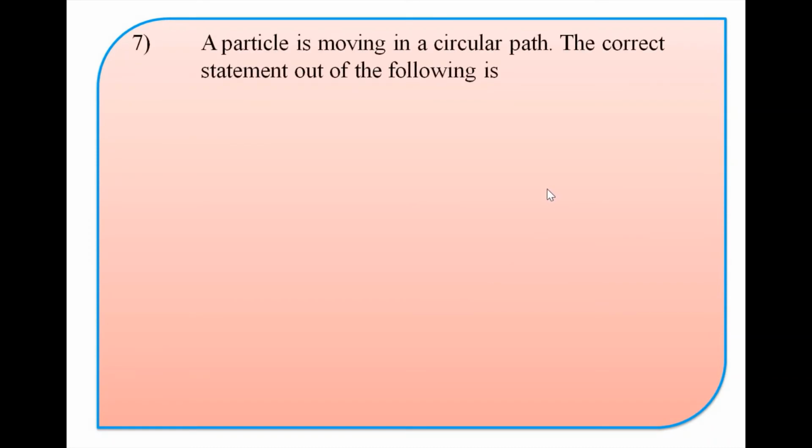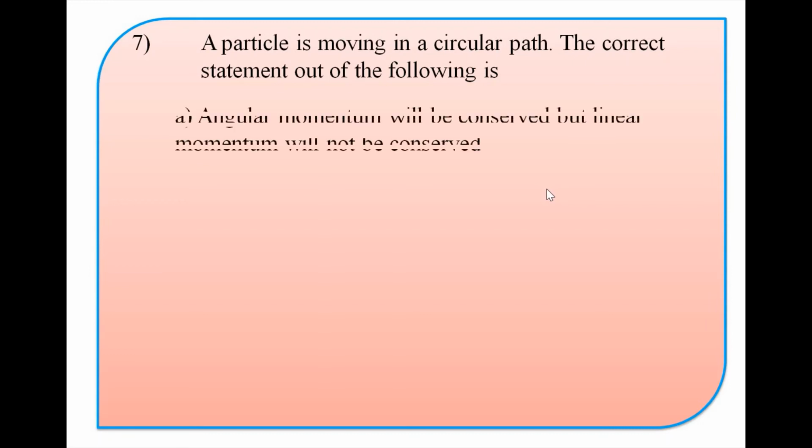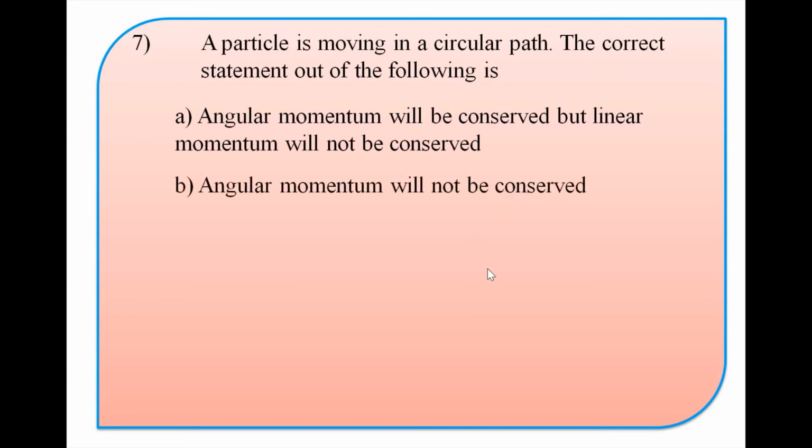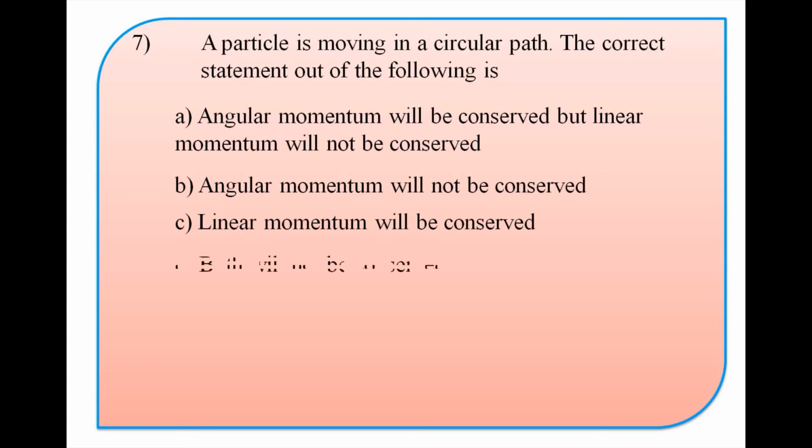A particle is moving in a circular path. The correct statement out of the following is. Let's see the options. Option A is angular momentum will be conserved but linear momentum will not be conserved. Option B is angular momentum will not be conserved. Option C is linear momentum will be conserved, and option D is both will not be conserved. So let's see the solution.